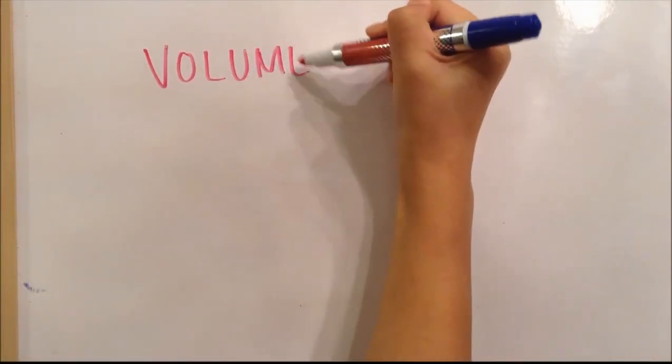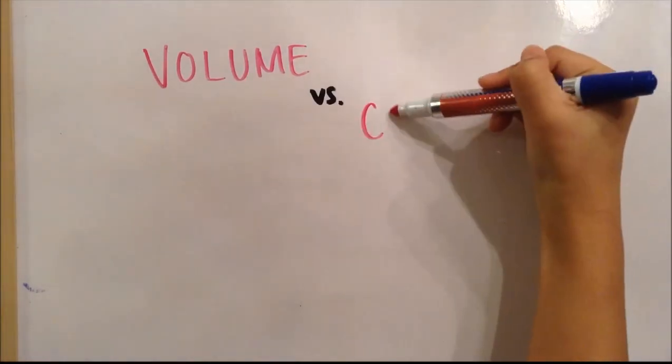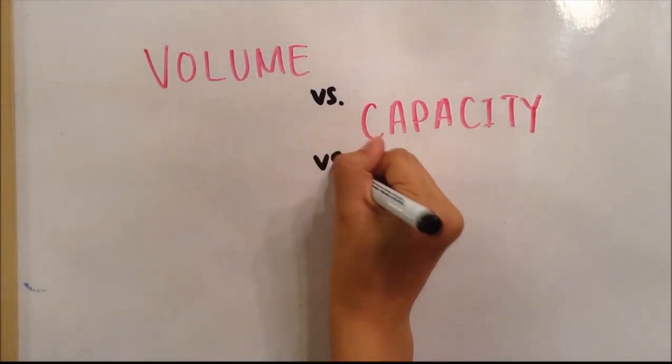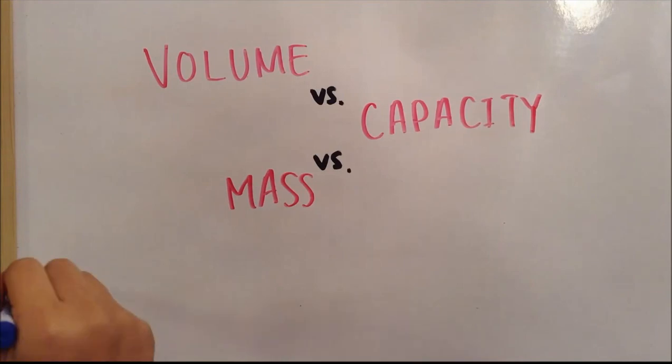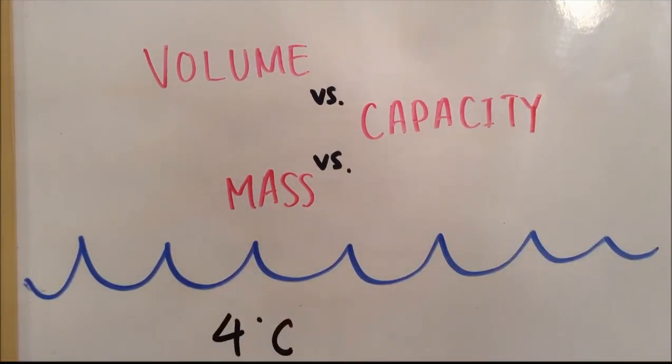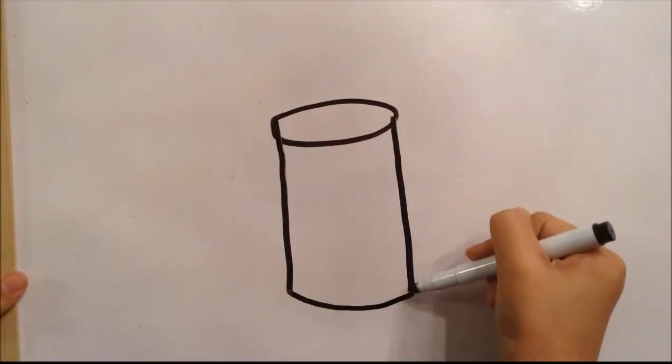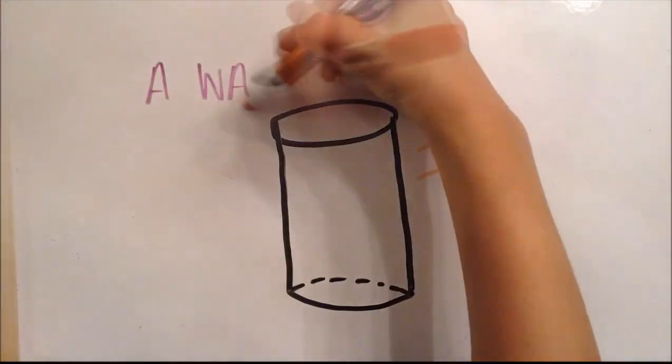Today's tutorial will be on determining the surface area of a cylinder. Also learning a way in which volume, capacity, and mass are all related for water at 4 degrees Celsius. Today we will use and learn to calculate with the cylinder.